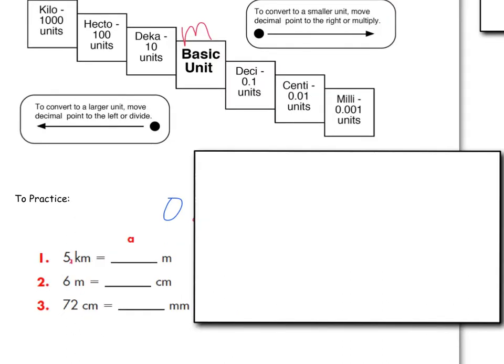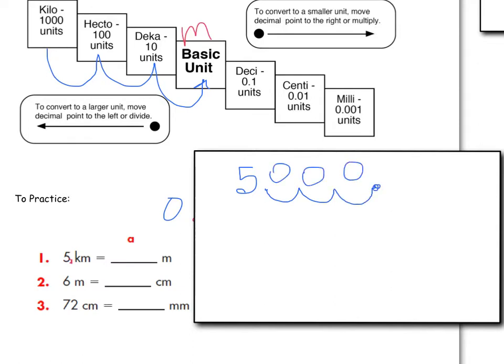All right, so let's try the first one. We're going from kilometers to meters. So that's 1, 2, 3 jumps to the right. If we have 5 and our decimal originally starts here, 1, 2, 3 jumps to the right becomes 5,000. Or you could say, well, I know that there are 1,000 meters in 1 kilometer, so 5 times 1,000 is 5,000.